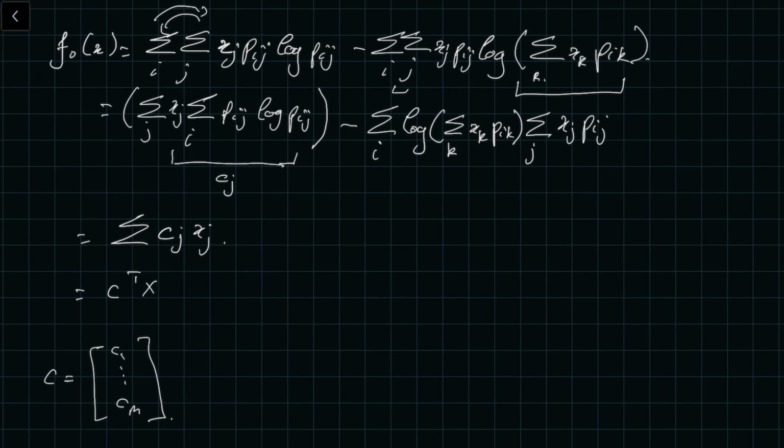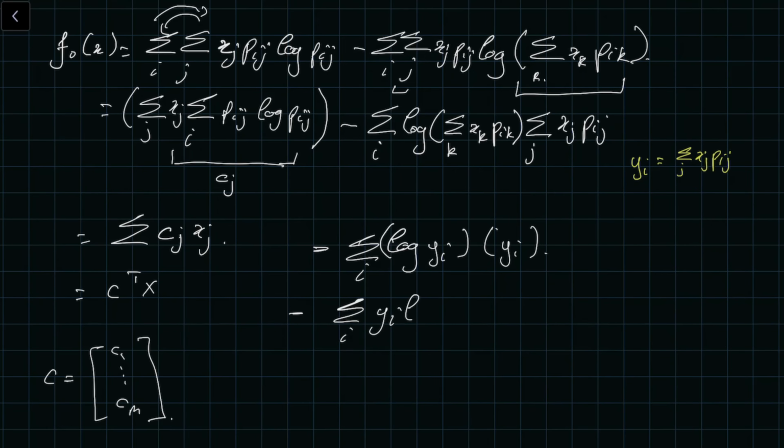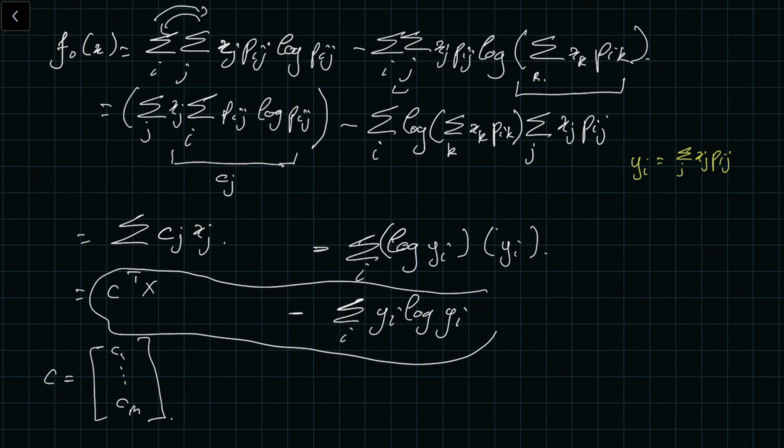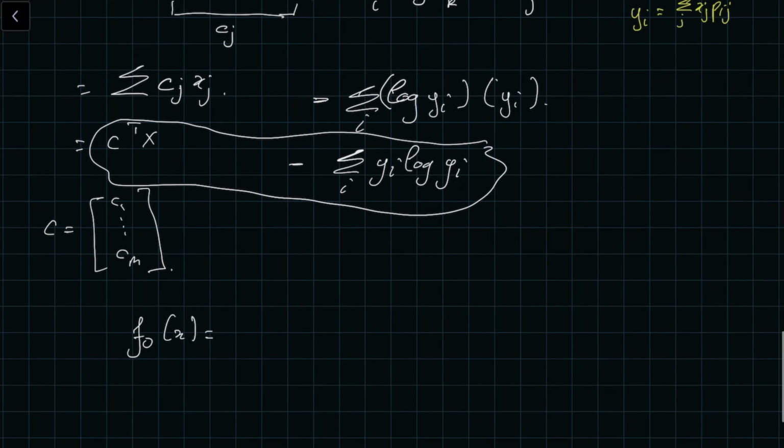So what's left, right? Which could be written as, if we denote by yi, so letting yi be the summation over j of xj pij, we get log yi multiplied by yi. Or in other words, we get yi log yi, which is the entropy on y, okay? So all in all, we get this term right here. Let me rewrite this, which is f0 of x, that is c transpose x minus the summation of yi log yi, okay?